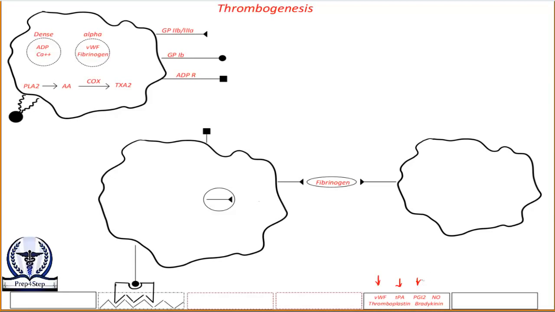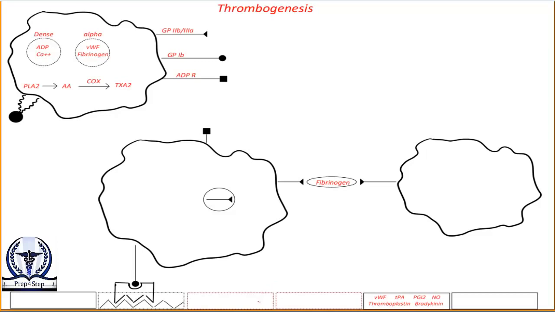It counters thromboxane A2, so it blocks platelet aggregation, and it also counters the platelet-derived growth factor, so it stops the adhesion of platelets to endothelial cells. Nitric oxide and bradykinin together are just vasodilators, and always remember that vasodilators are always antithrombotic and vasoconstrictors are always prothrombotic. So now let's discuss thrombogenesis or platelet plug formation.